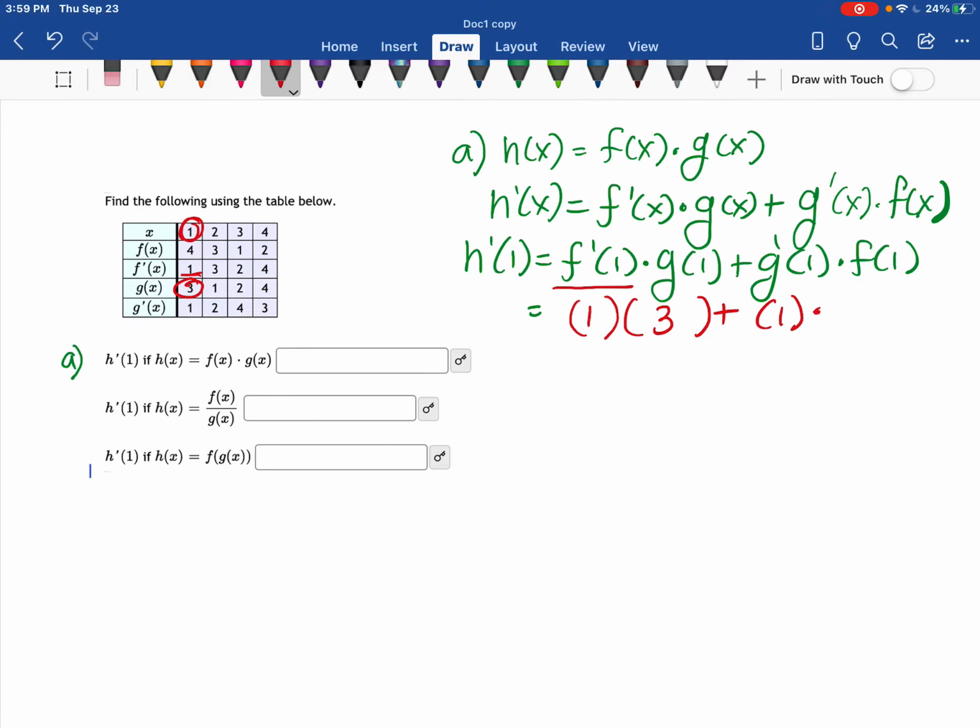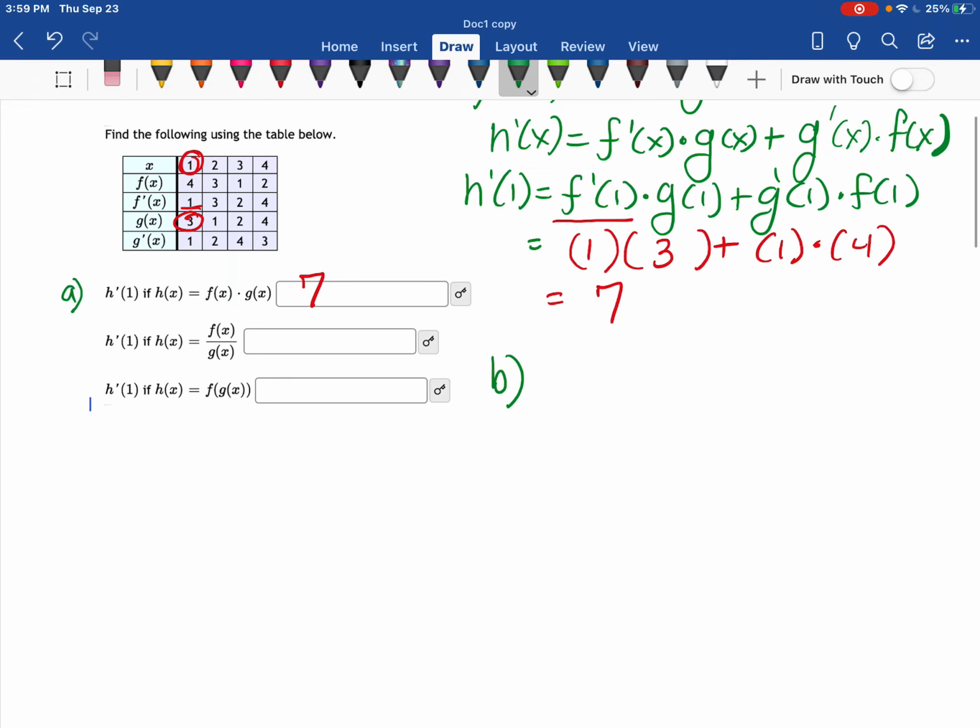And then when I plug in 1 for f and I look that up on the table, that's going to give me 4. So when I finish this off, I'm going to get 3 plus 4 is 7. So my answer for the first part is 7.